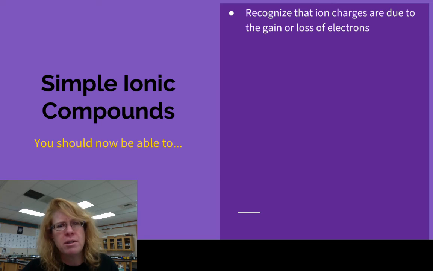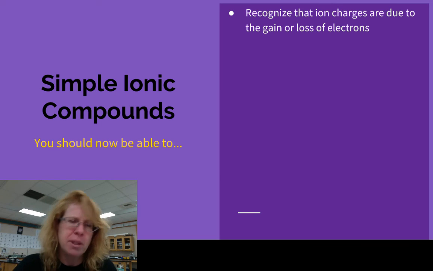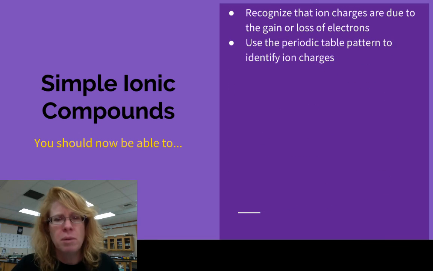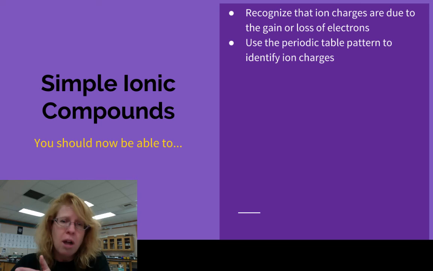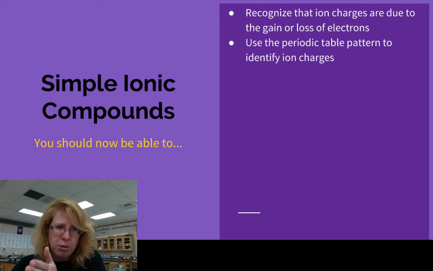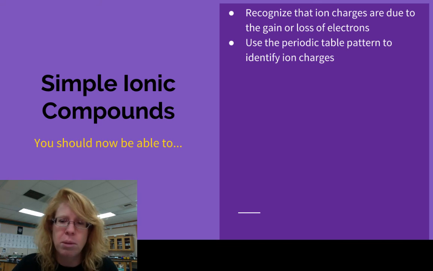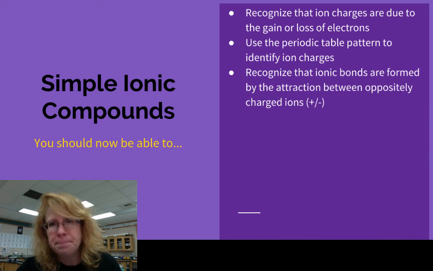Charges of ions are due to the gain or loss of electrons. So again, we had practice on that in the last one, just sort of reviewing it here. Second one, you should be able to use the periodic table, and again, those tall columns should have that +1, +2, +3, plus or minus 4, -3, -2, -1. Again, that's a review in this one, but I'm kind of highlighting that one more time.